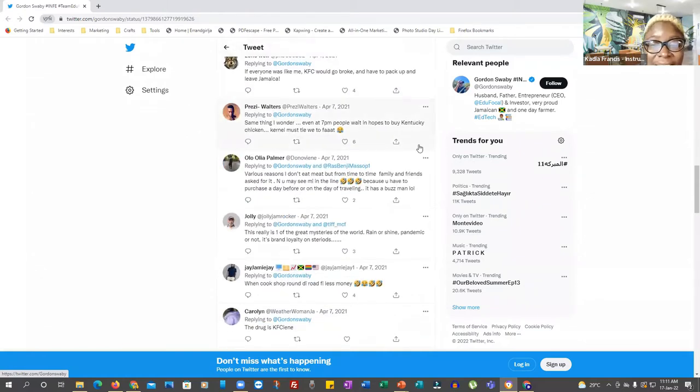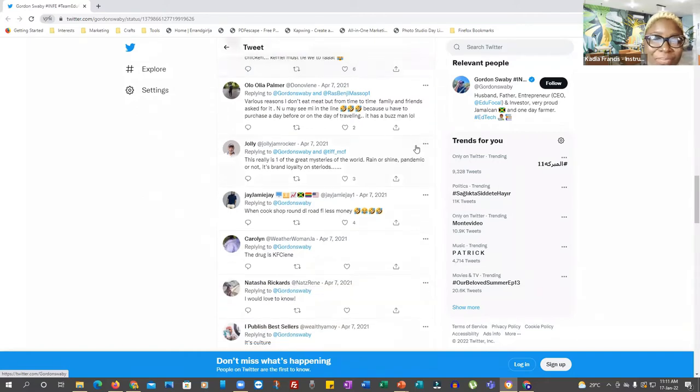Same thing, I wonder, even at 7 p.m., people wait in hopes to buy Kentucky chicken. Colonel must tie with too fat. For various reasons. I don't eat meat, but from time to time, family and friends ask for it. And you may see me in the line because you have to purchase a day before on the day of traveling. You see, you have people come on Jamaica, I will not leave without KFC.